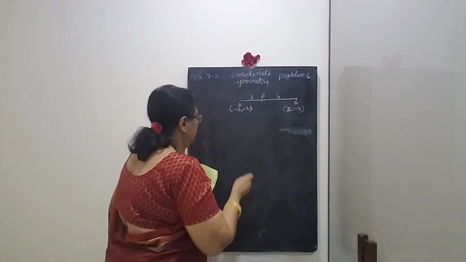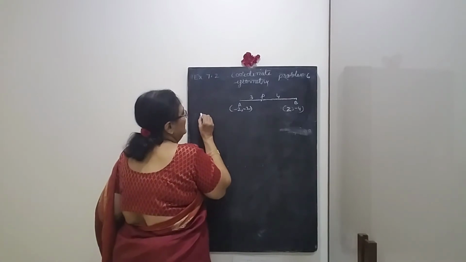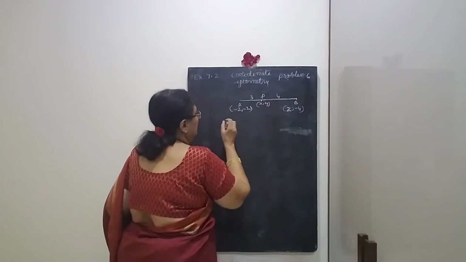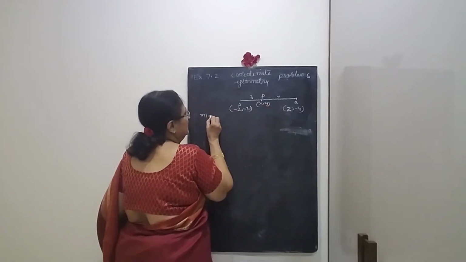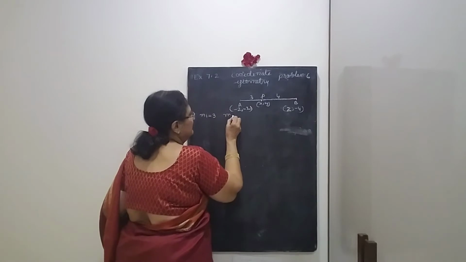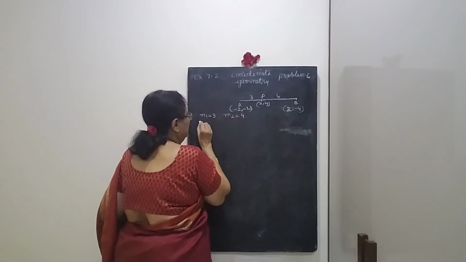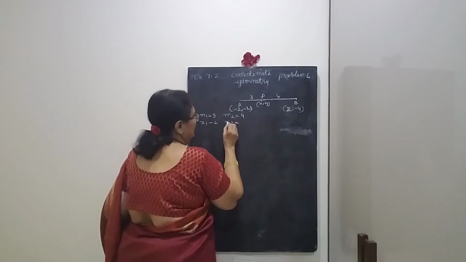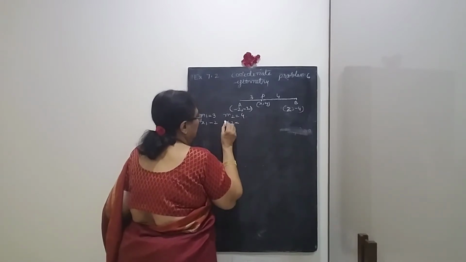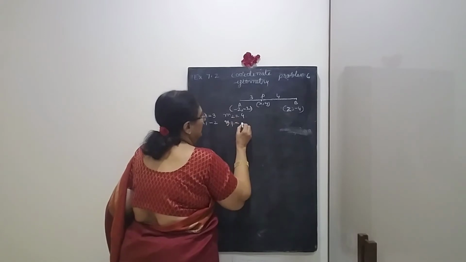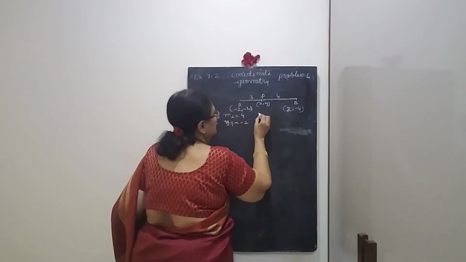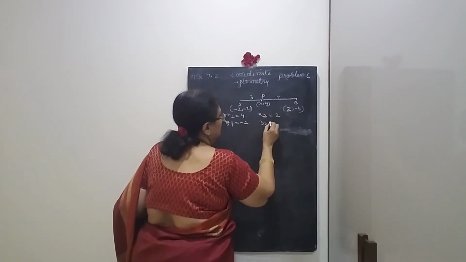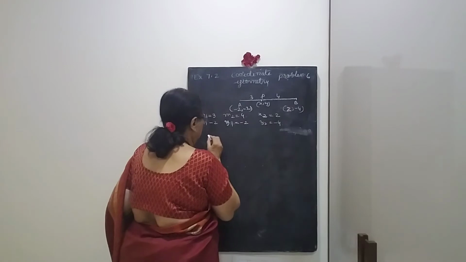Now, so M1, now X1, you have to find out XY. Okay, M1 is 3, M2 is 4, X1 is -2, X2 is 2, Y2 is -4. Now we will use the formula.